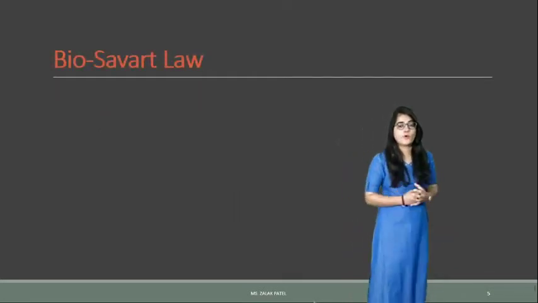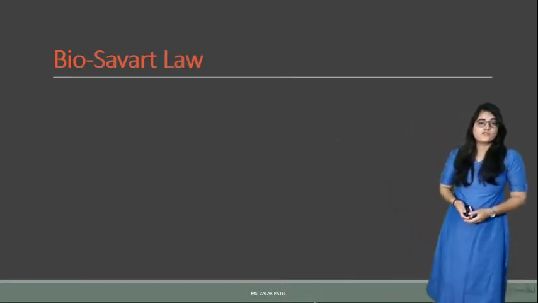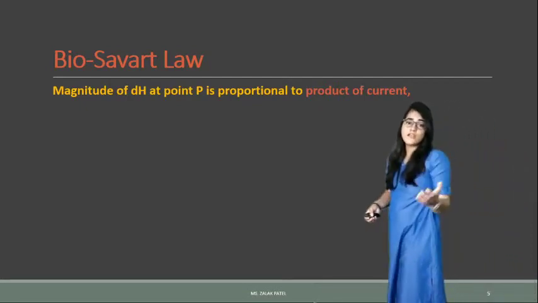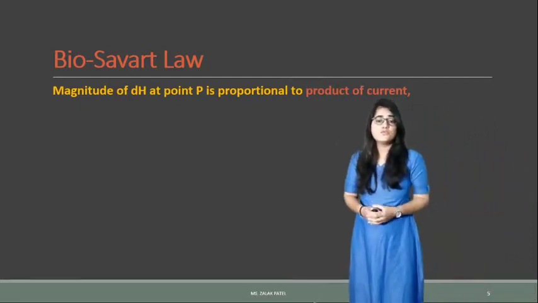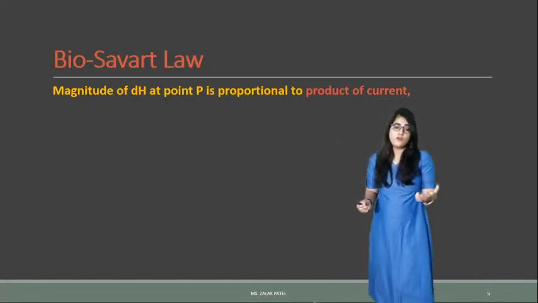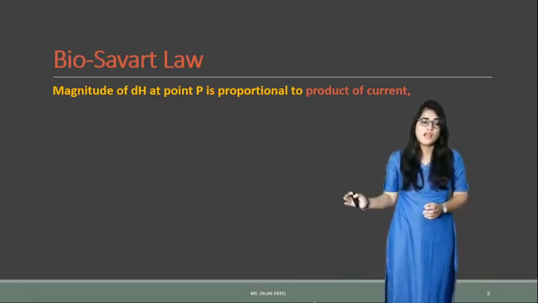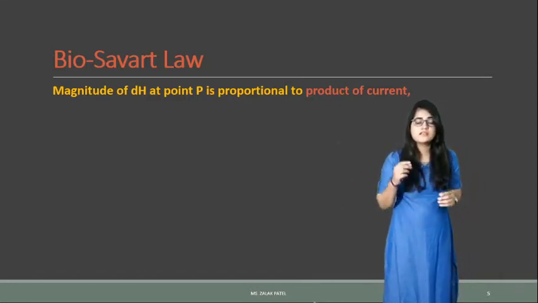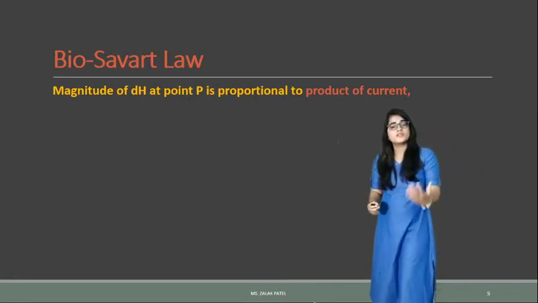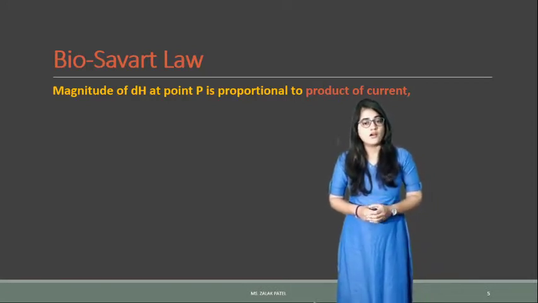Now let's see one important law related to magnetic field, which is the Biot-Savart law. First let's see how it can be formed. It is basically used to find the differential magnetic field intensity. Magnetic field intensity is denoted by the vector H bar, and differential magnetic field intensity means dH bar. So this Biot-Savart law is used to find out the magnetic field intensity of a current filament.